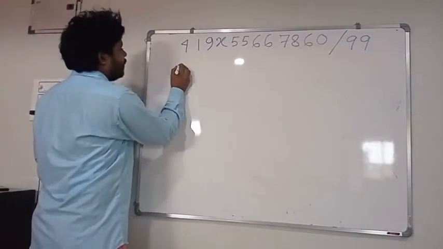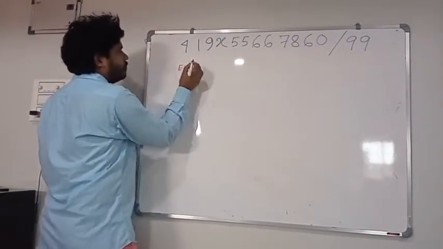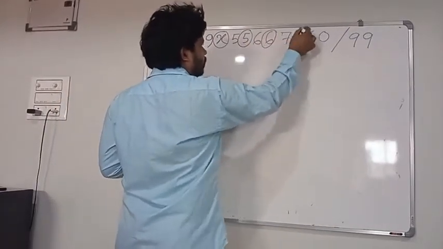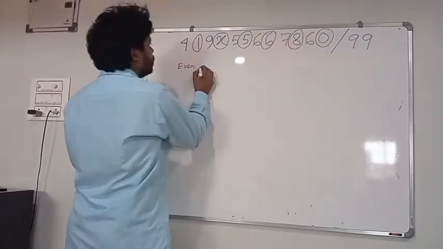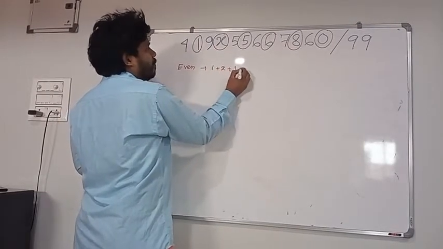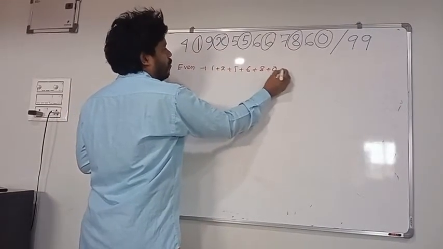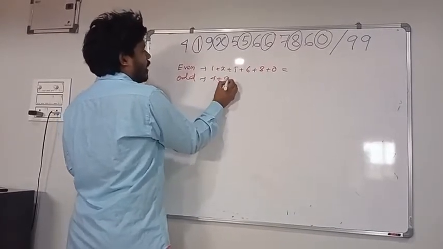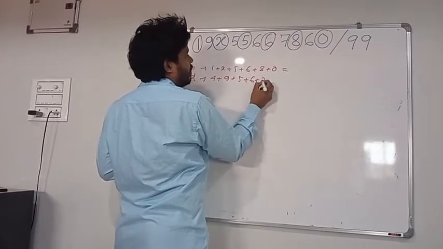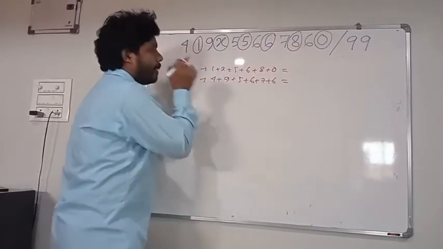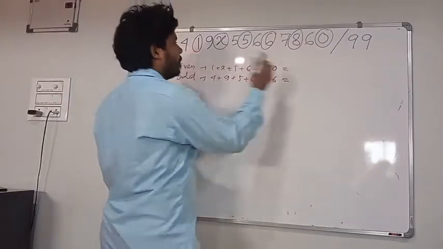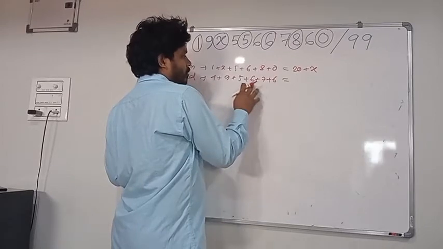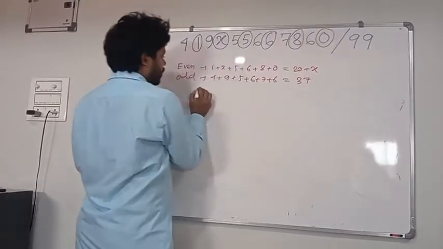So even places: 1 plus x plus 5 plus 6 plus 8 plus 0. What is it? And odd places: 4 plus 9 plus 5 plus 6 plus 7 plus 6. What is it? Tell me. Sir, 20 plus x, and this one is 37. Now, difference.